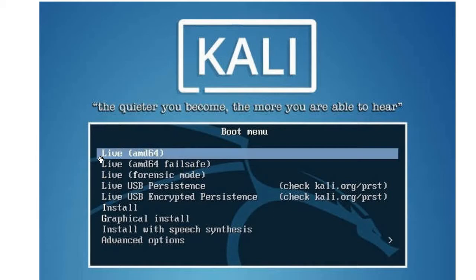At this point, if you were perhaps using a USB stick on another computer, you'd simply press enter on live to boot into a live environment. We're actually installing it, so we can use it in dual boot mode. So go down to graphical install using the arrow keys on your keyboard, and then press enter.